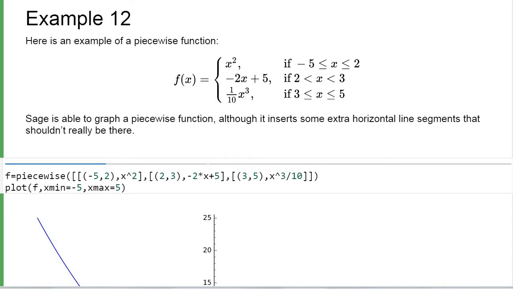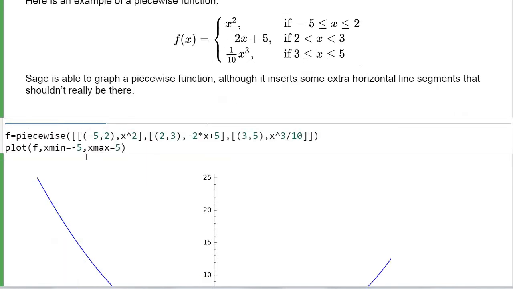It is possible to input these things into Sage, and you can graph them with the regular plot command. So here's how you do it. This is not something you really need to do much of, so I'm not going to talk a lot about this, but if you do need to define a piecewise function in Sage, here's how you can do it. F equals piecewise is the command.